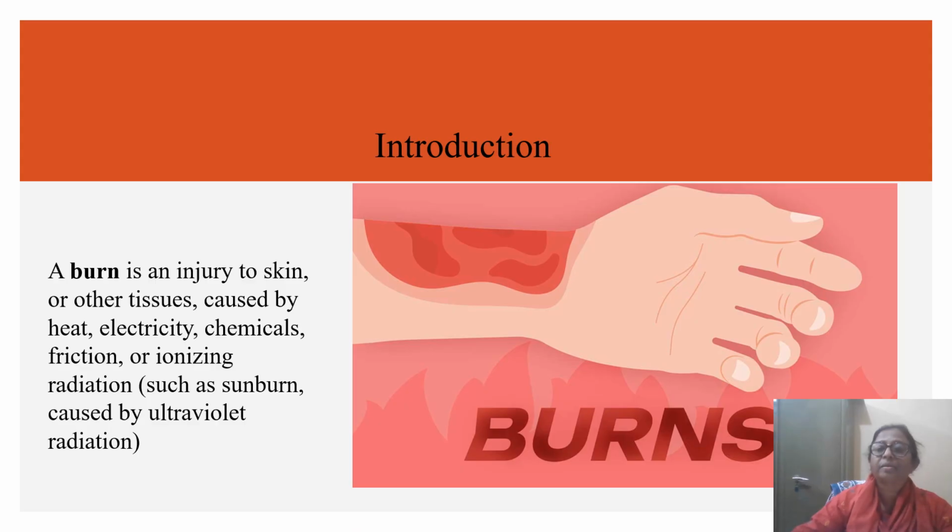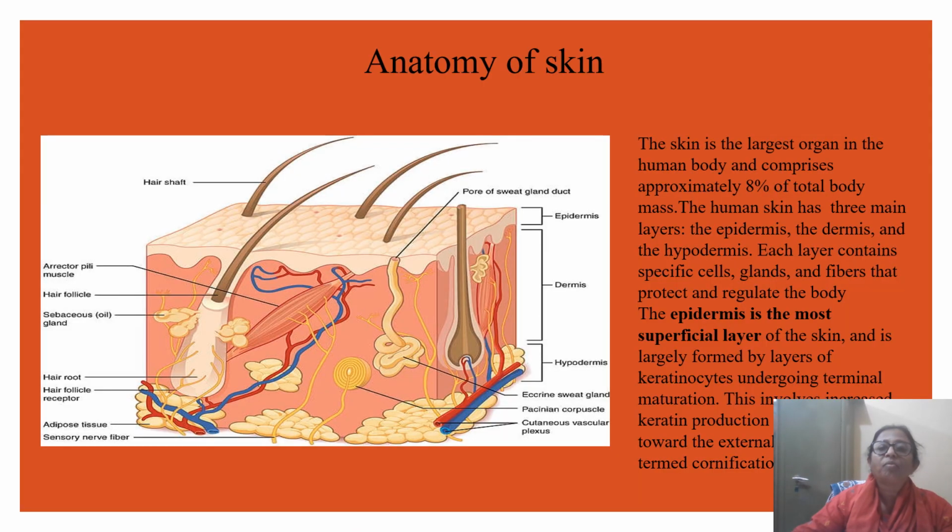So, anatomy of the skin. The skin is the largest organ in the human body and it consists of approximately 8% of total body mass. The human skin has three main layers: the epidermis, the dermis, and the hypodermis. Each layer contains specific cells, glands, and fibers that protect and regulate the body. So, the epidermis is the outermost layer.